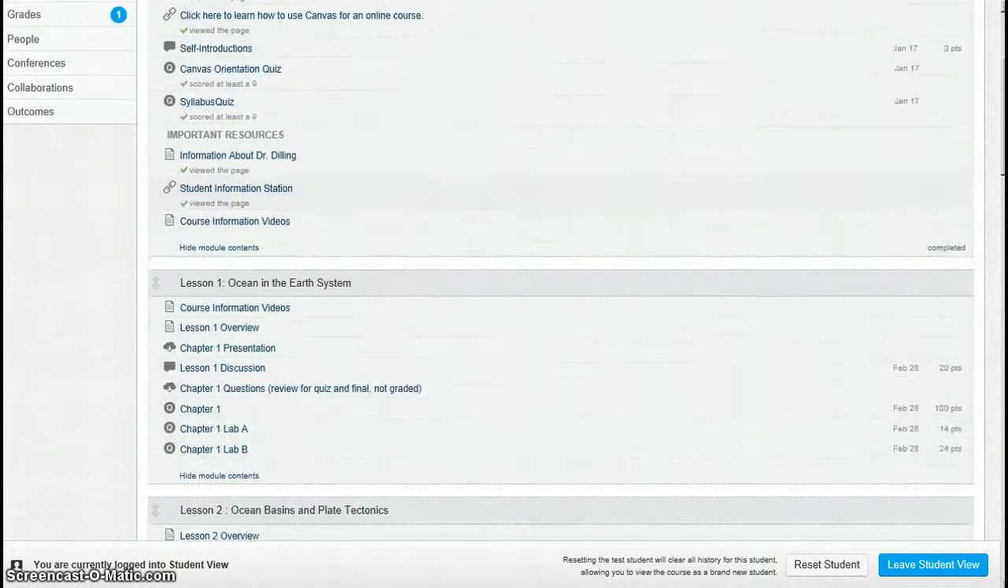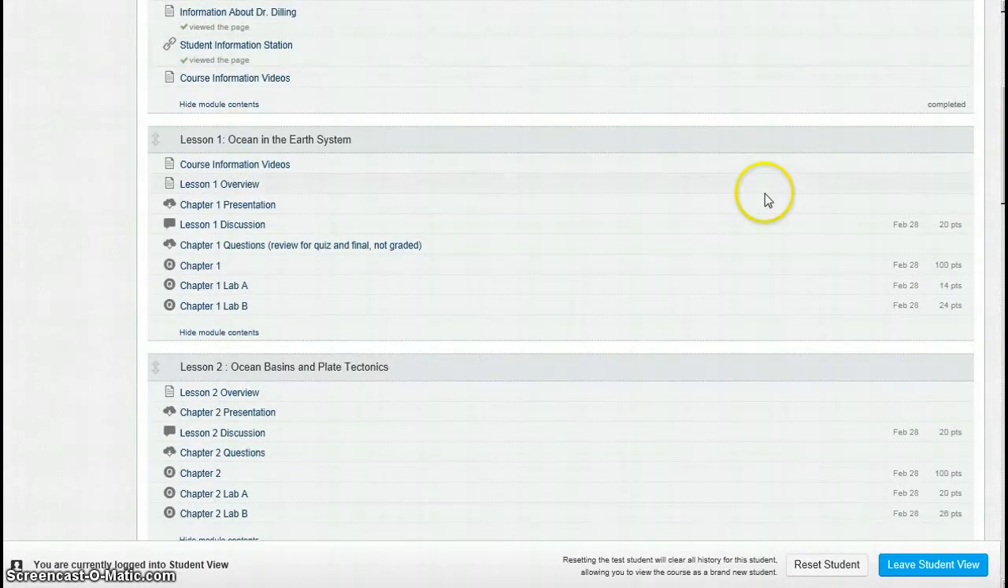If we were to look at Lesson 1, which is also Chapter 1, you will see that there are 2 laboratory exercises. There are always 2 provided for every chapter. You only have to complete 1. So if you were to take Chapter 1 Lab A and you were not satisfied with your grade, then you could take Lab B, and the higher grade of the 2 would be the one that was counted towards your overall course grade. But you only have to complete 1 of them.